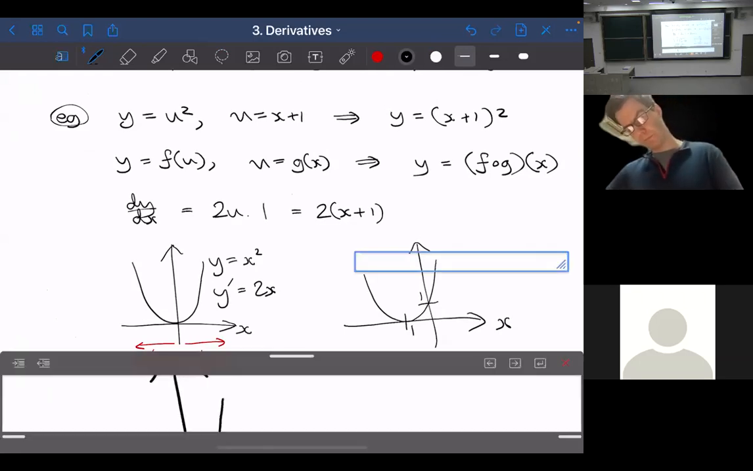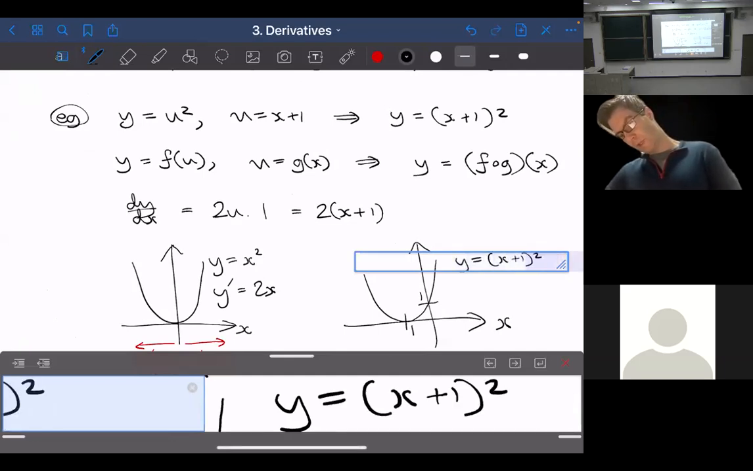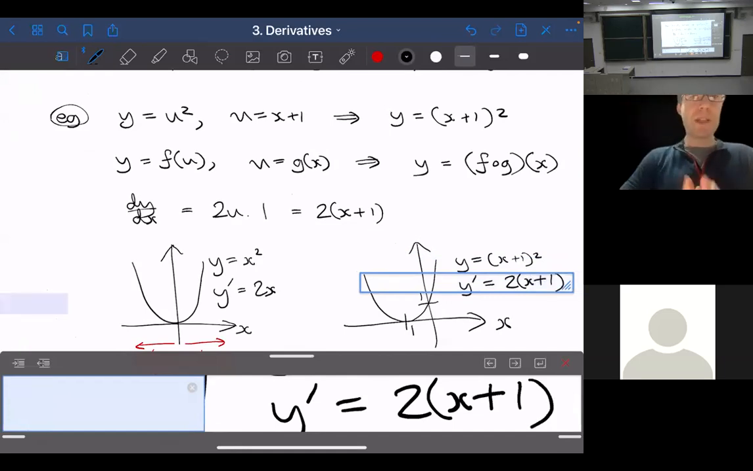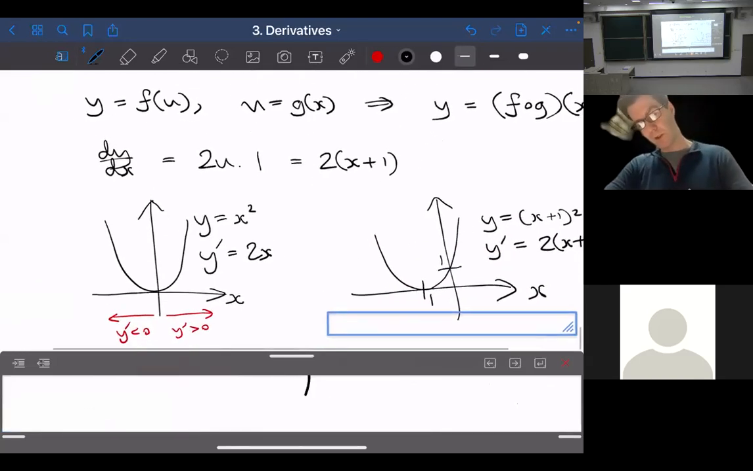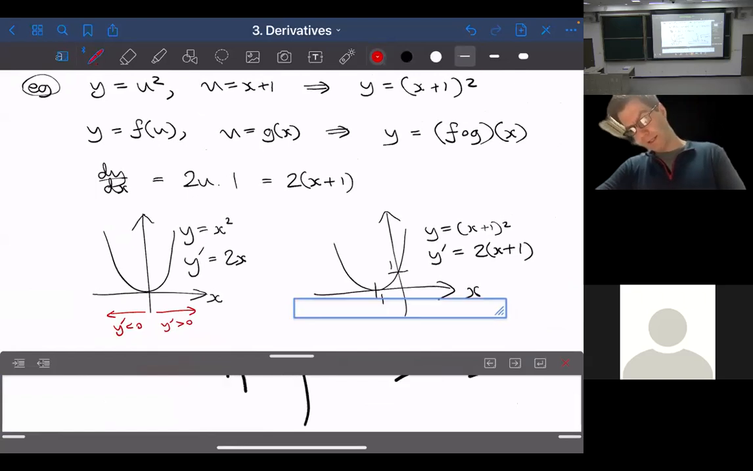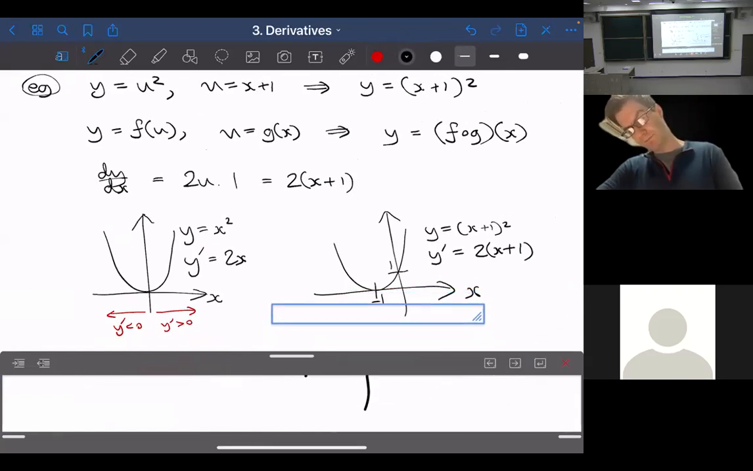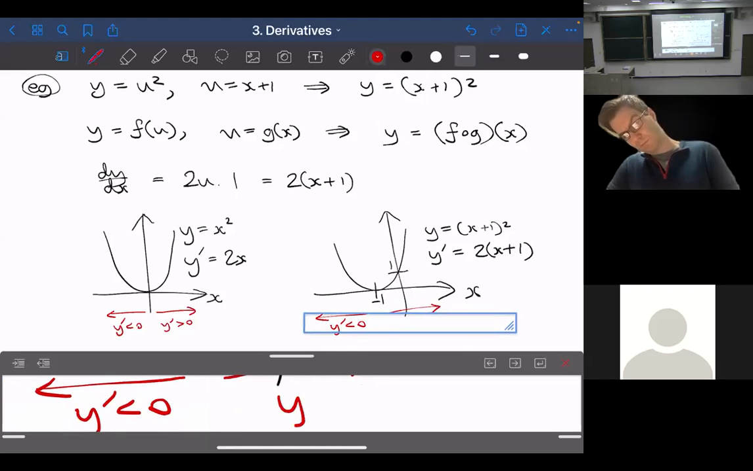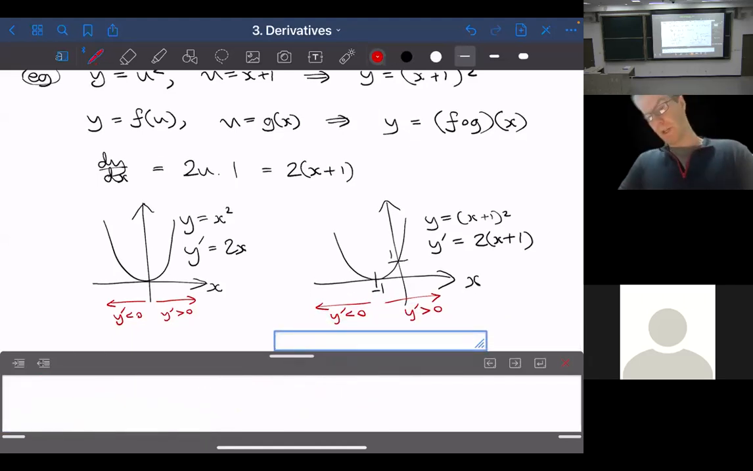And now y is x plus 1 squared, and y prime is 2 times x plus 1. But that makes sense because when I go from x squared to x plus 1 squared, I shift the graph. And so y prime, the derivative, which gives the slope, is also shifted by the same amount. So in the same way, for x less than, oh, this is minus 1, obviously, x less than minus 1, y prime is negative, and for x greater than minus 1, y prime is positive.